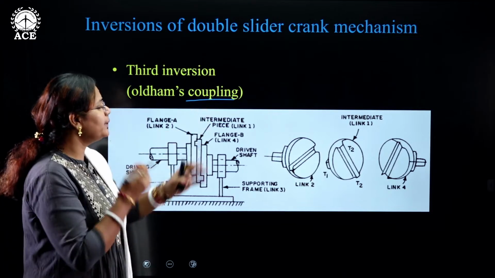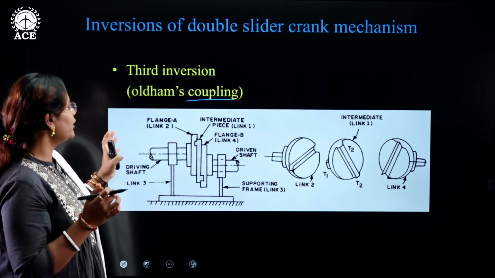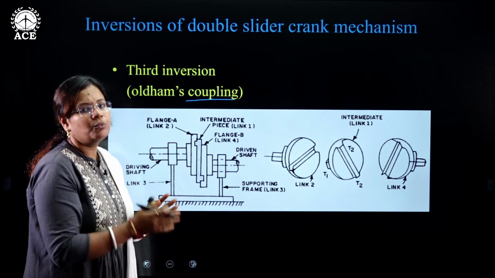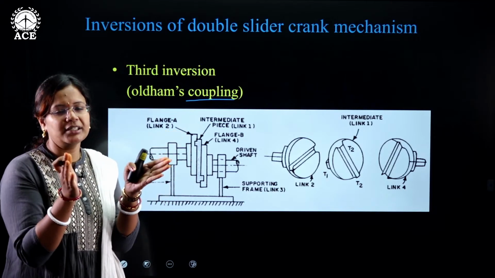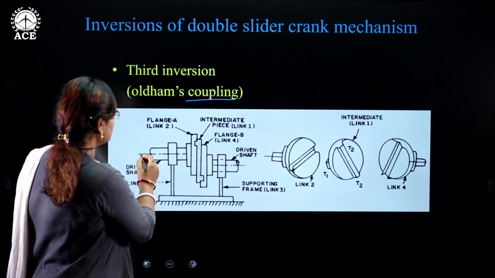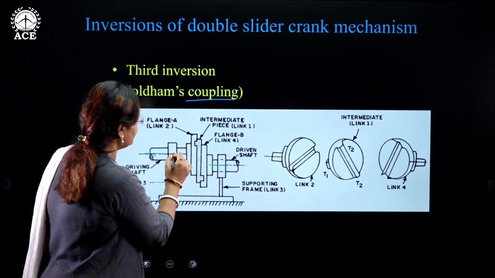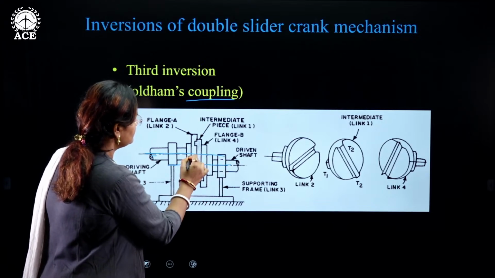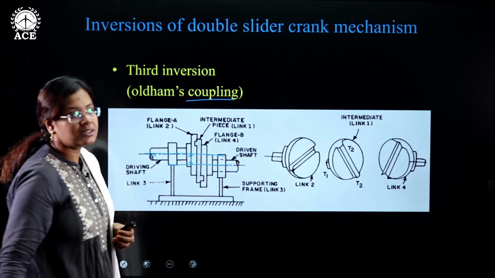Oldham's coupling has a speciality. It joins two parallel shafts with a very short distance between them. The axial distance should be very short. So here you can see this axis and this axis, there is a difference. Short distance, of course.